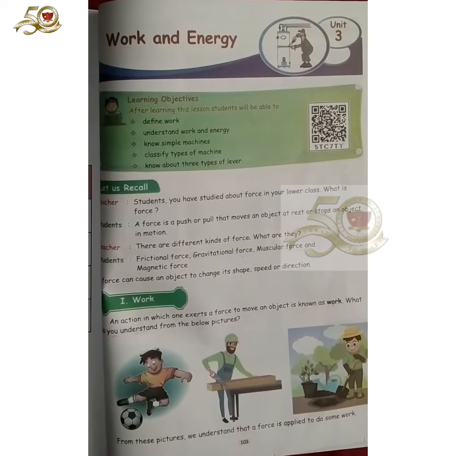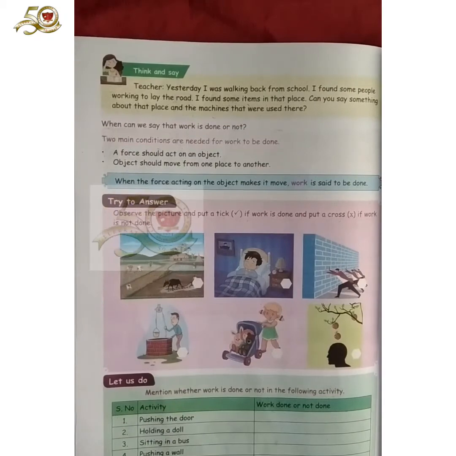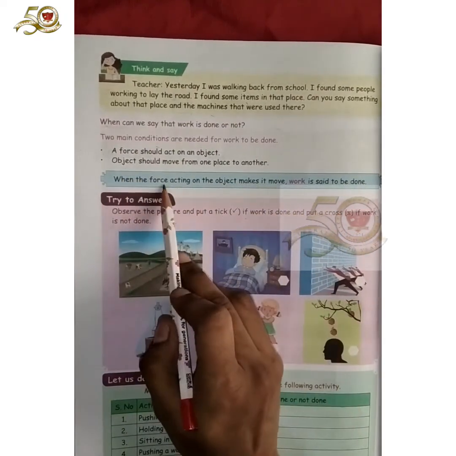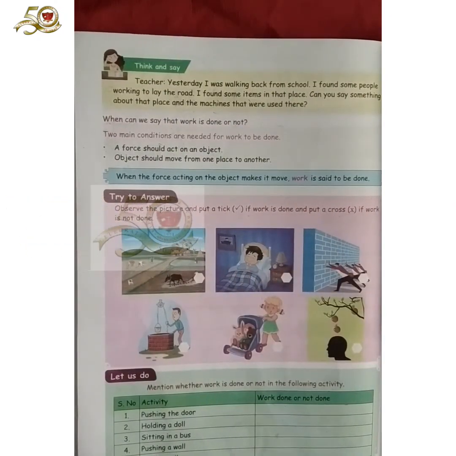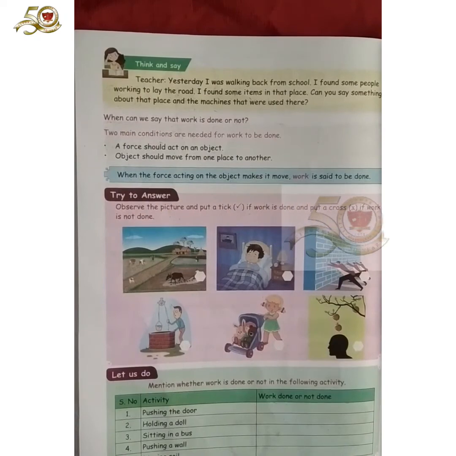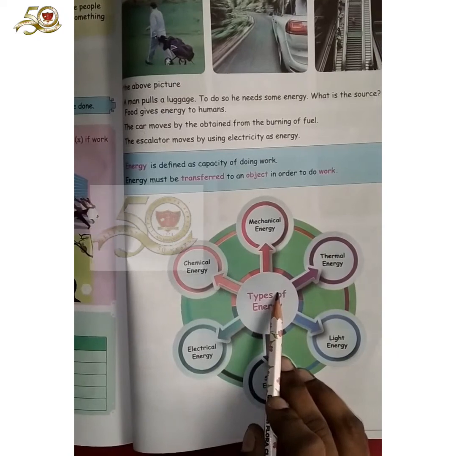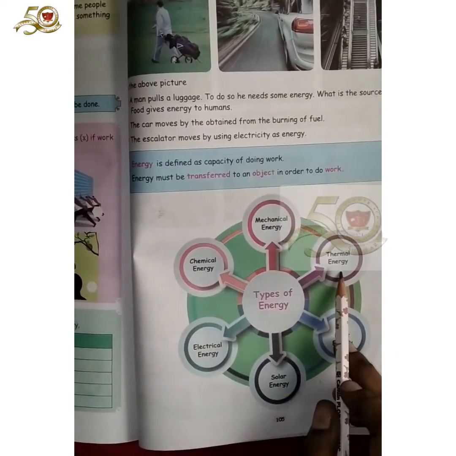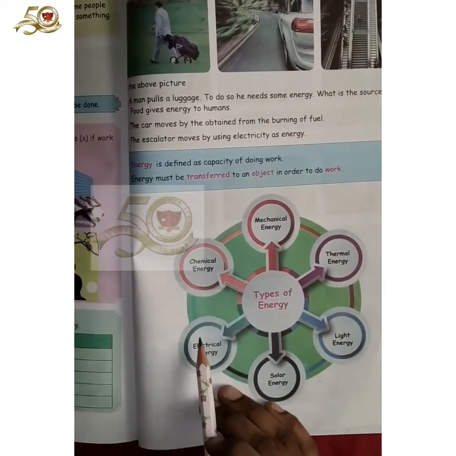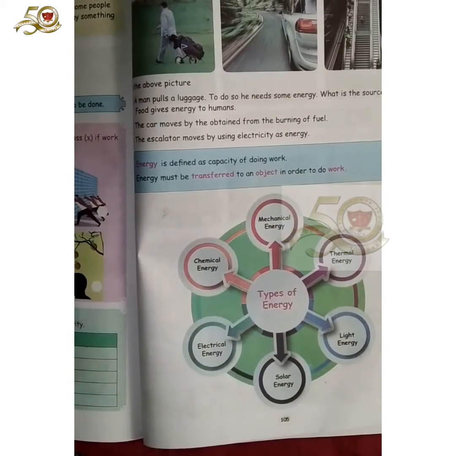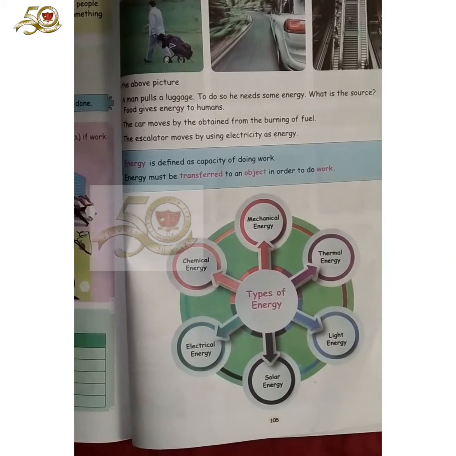Friends, hope you have watched all the 3 videos about work and energy. I hope you have understood what is work. When the force acting on an object makes it move, work is done. So you need energy to do the work. And the types of energy: the mechanical energy, thermal energy, light energy, solar energy, electrical energy and chemical energy. Energy is defined as the capacity of doing work. We need some energy to do the work, isn't it?